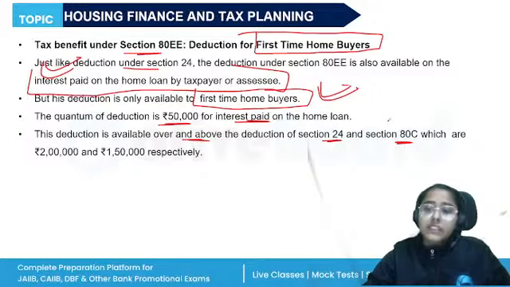Again, there are certain conditions. The deduction can be availed in the financial year from 1st April to 31st March. The value of the property should be less than rupees 50 lakh. The home loan should not exceed rupees 35 lakhs. These are certain conditions.